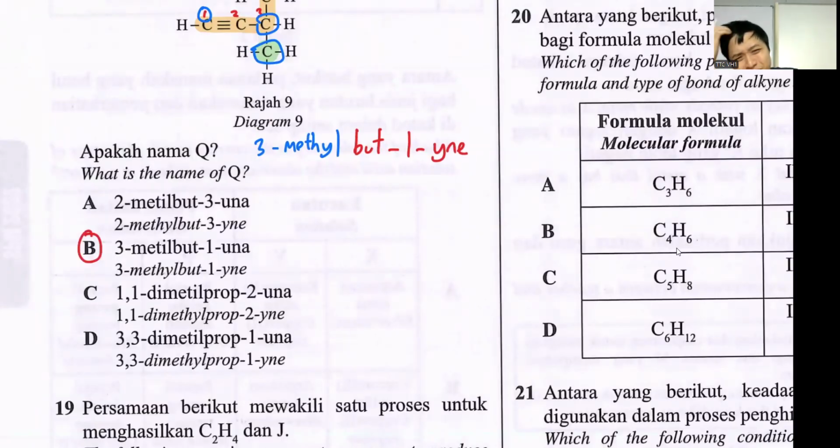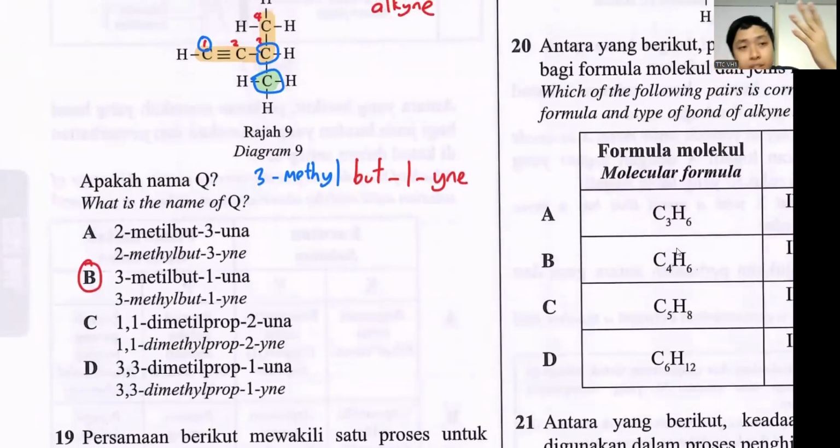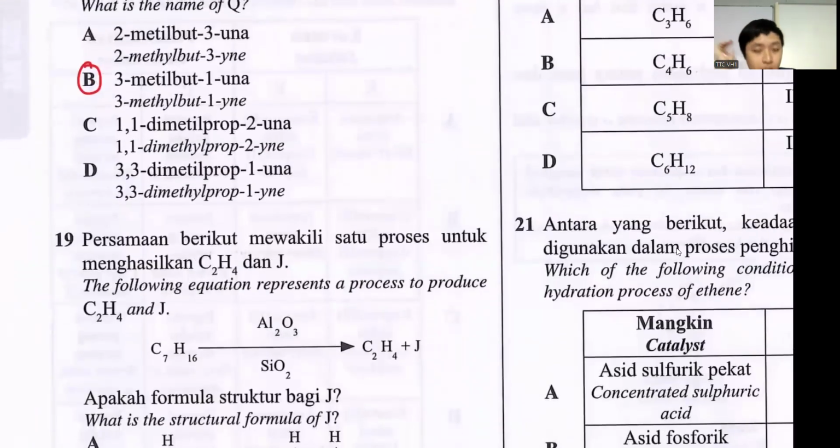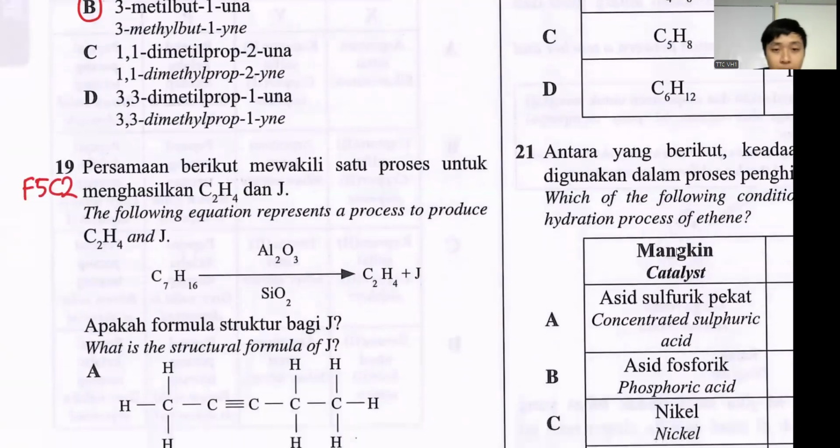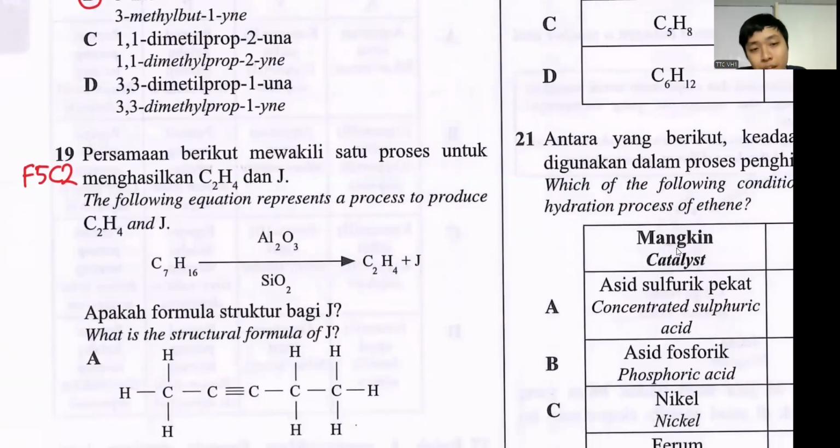Okay. Why do we prioritize the position of triple bond or double bond first? Yeah. The following equation represents a process to produce C2H4 and J. This one is also form 5.2. Okay. Now this is a very rare question, where 99% of students will not remember this part.